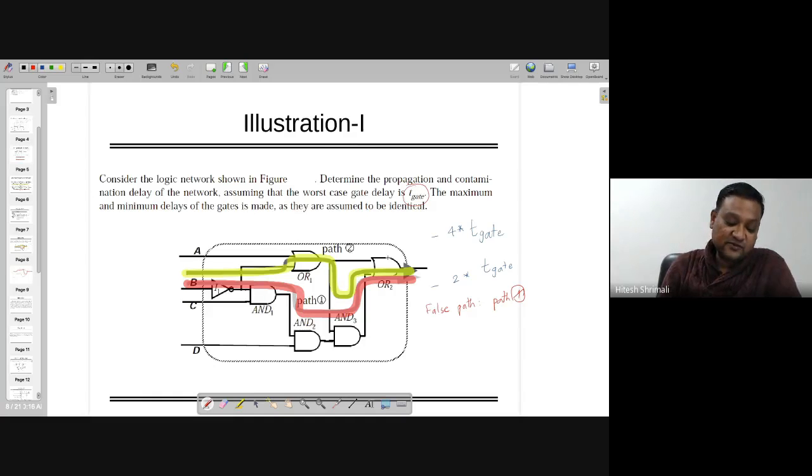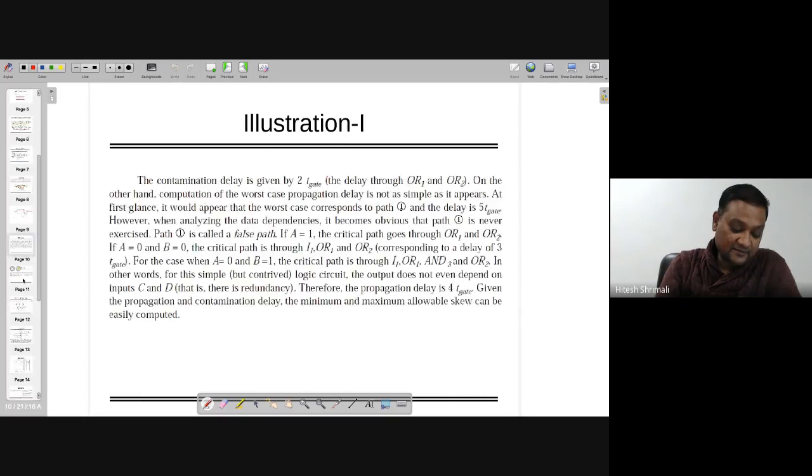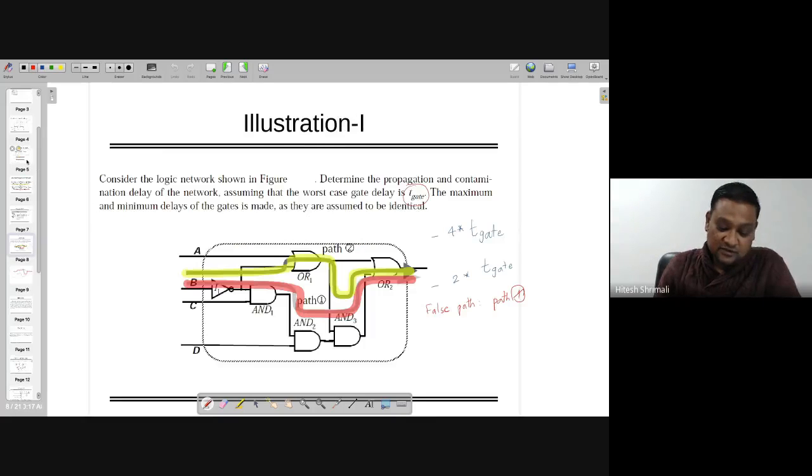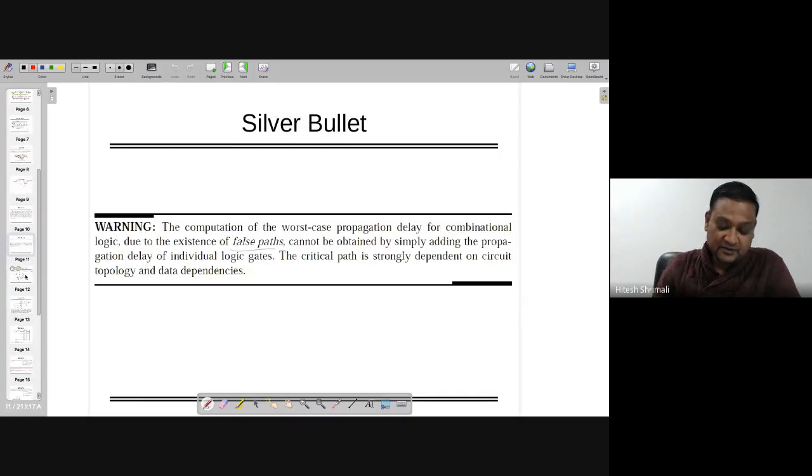The critical path is the one which is not the false one, and it says that it cannot be obtained by simply adding the propagation delay of individual logic gates. You have to find out the critical path on which the logic gates are coming, and accordingly you can find out the answer. The critical path propagation delay does not mean more number of gates. That's why this example has been taken. So it's not the direct answer.